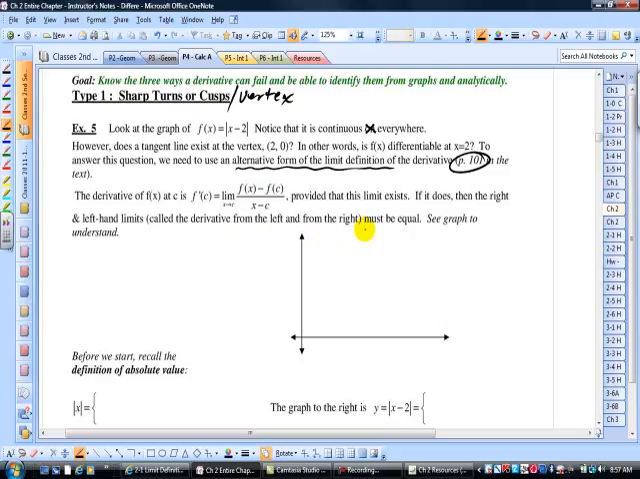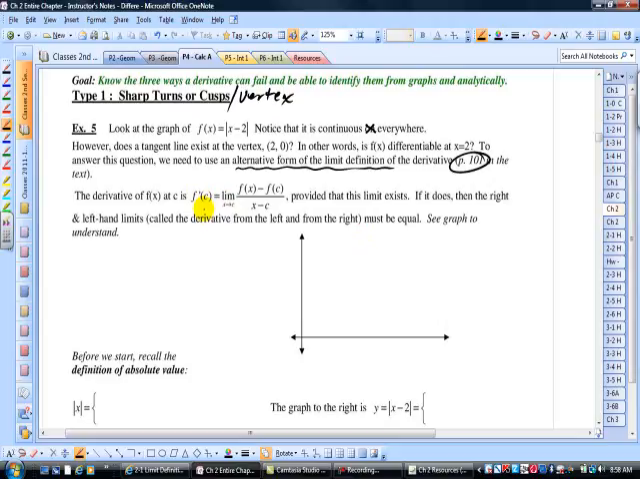So we're going to have to take a look at the left and right hand limits. If they're equal, the limit exists and it's differentiable at that point. If the limits are different from left and right, then the limit doesn't exist, and therefore the derivative doesn't exist at that point, and the function is not differentiable at that point.